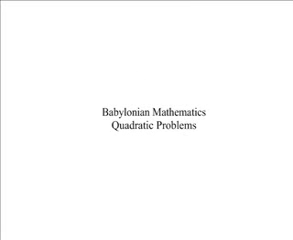Babylonian Mathematics, Quadratic Problems, Example 8.2. Solve for x if x squared equals 5x minus 4.